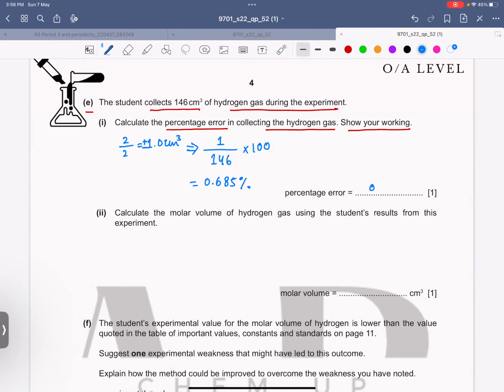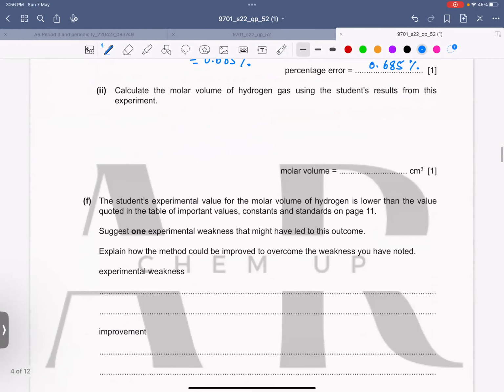0.685%. Okay. Now, next part. Calculate the molar volume of hydrogen gas using the student's result from this experiment.